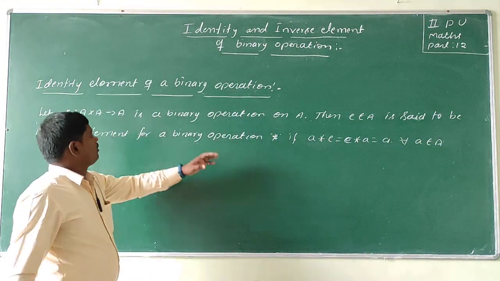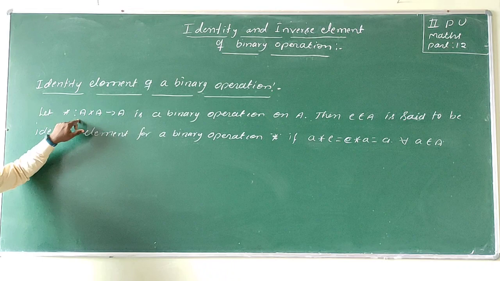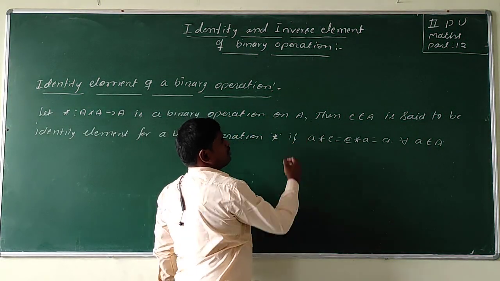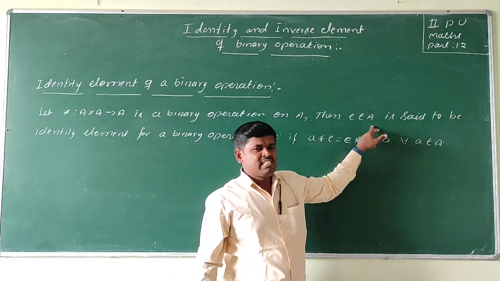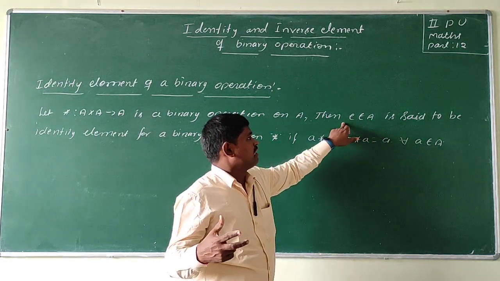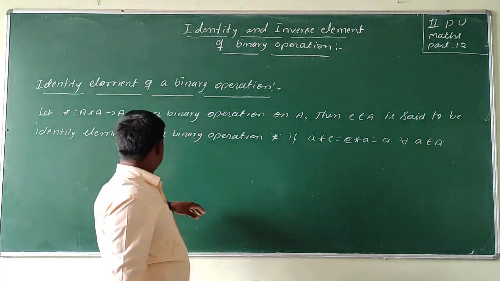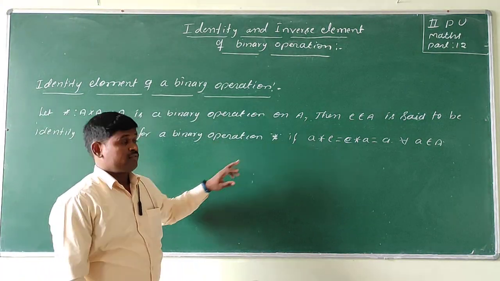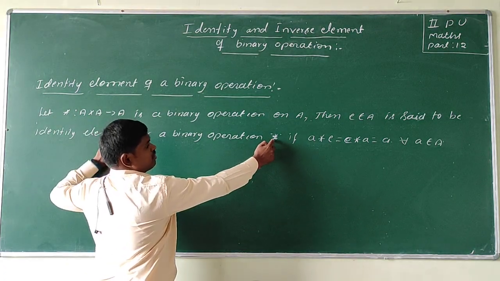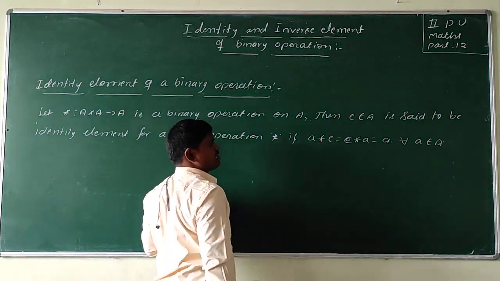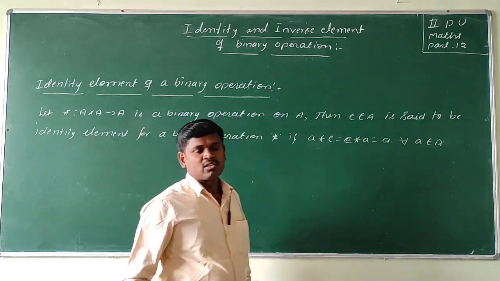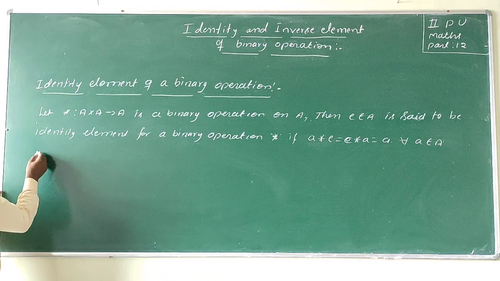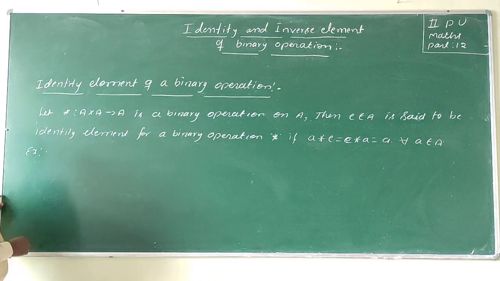So let star be a mapping from A cross A to A, a binary operation on a set A, then E belongs to A. So E is any one of the elements belonging to that set A. E is said to be the identity element for the binary operation star if A star E is equal to E star A is equal to A for all A belongs to A. That is the definition of identity element. So take an example.